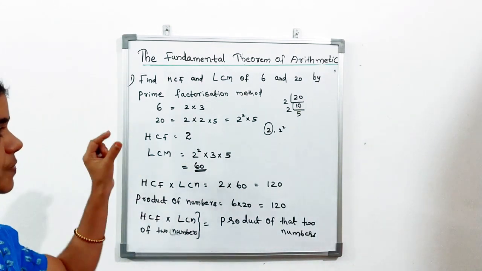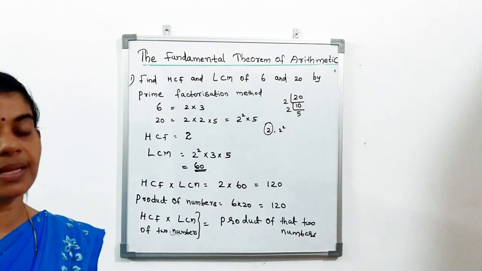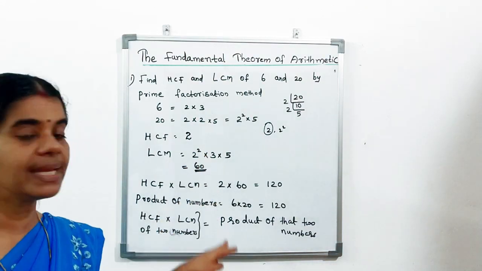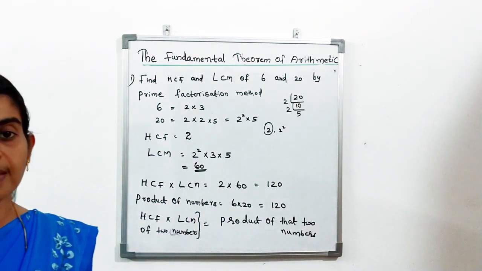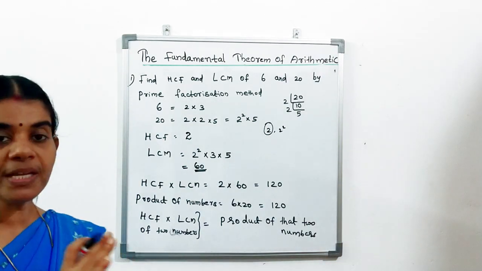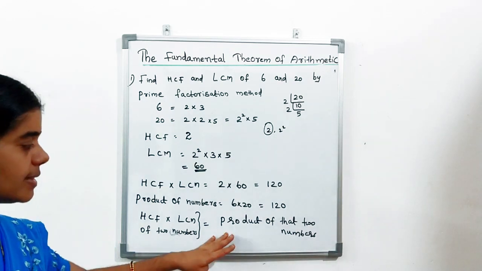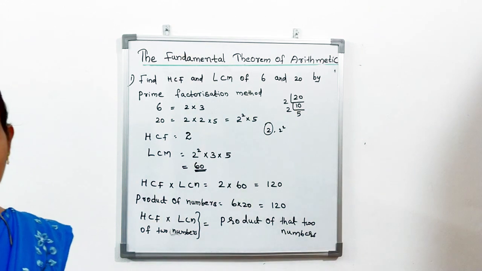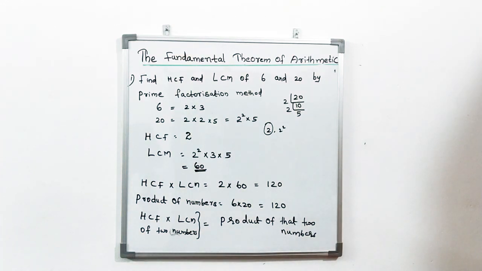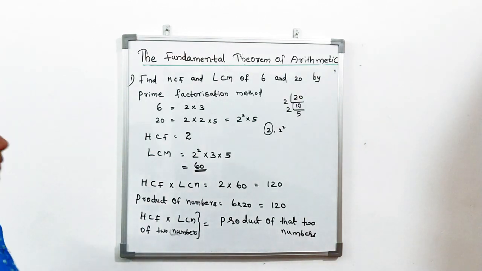This is true for two numbers only, because only when you are finding the HCF and LCM of two numbers is it applicable. Suppose we are finding the HCF of three numbers, suppose 3, 15 and 20, then this result will not be true. If you are finding the HCF and LCM of two numbers only, then this result will be true. That is, the product of two numbers is equal to HCF into LCM of the two numbers. Next we are going to do one more question.